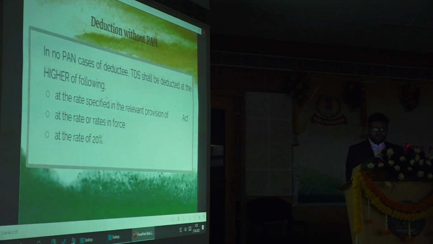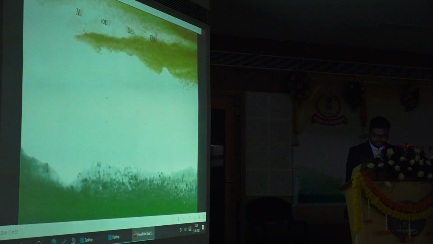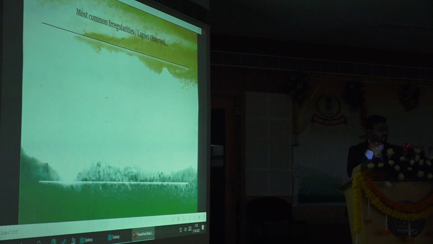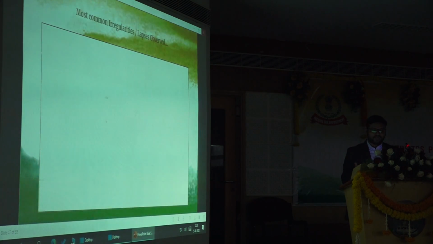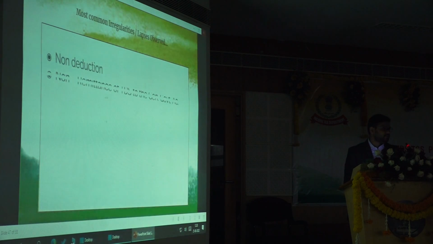So irregularities, again the same thing I told you earlier. Any default, any mistake on our part will lead to default, and default will result in interest, penalty and prosecution. Most of us know that all our cases are having a lot of interest demand, which is because of some default committed by us. Maybe all these defaults can be corrected by revising your statements and reconciling your demands with your challan claims.